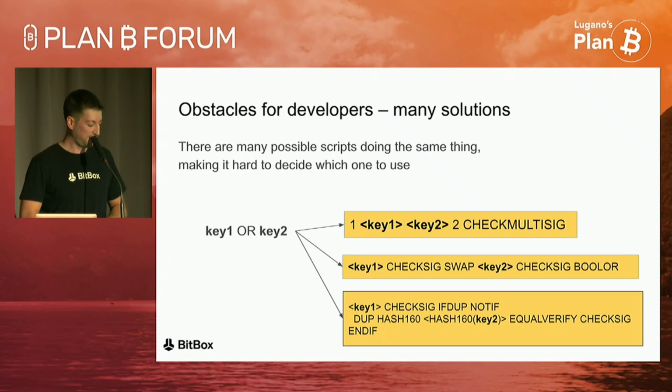So here the last example, for example, has the benefit that if you use key 1 often and key 2 not so often, then the average fee will be decreased. But try to reason about why this is. It's very difficult.